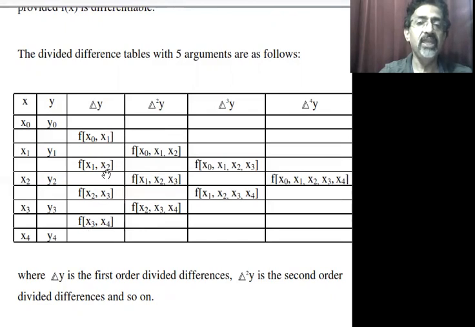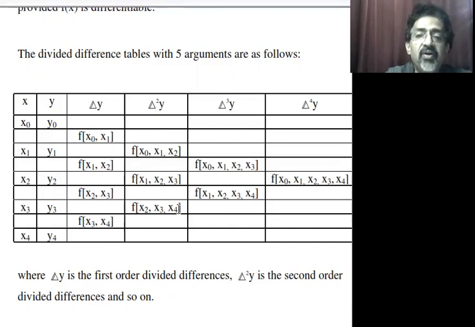Then in between these, I write the second order. It is f of [x0, x1, x2]. What is it? F of [x1, x2] minus f of [x0, x1] divided by x2 minus x0. Then f of [x1, x2, x3] is this minus this divided by x3 minus x1. Similarly, f of [x2, x3, x4] is this minus this divided by x4 minus x2. So like this, the difference of the first order divided difference gives me the second order divided difference.